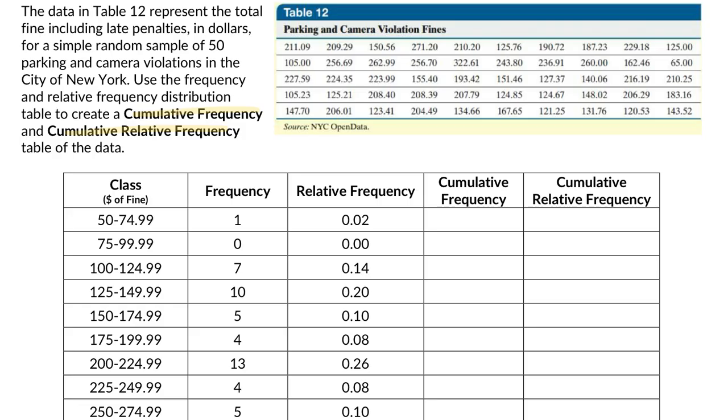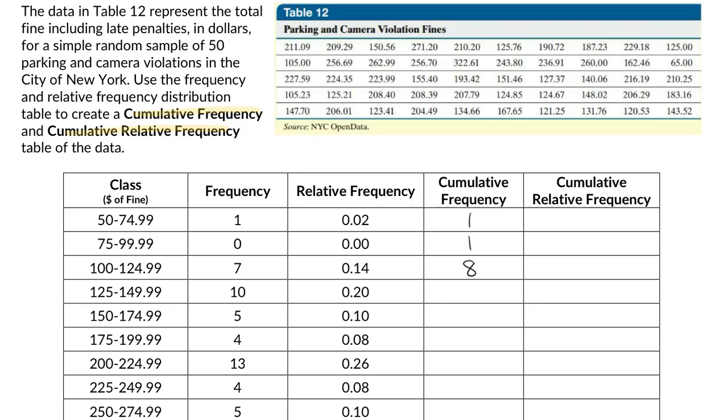What does that word mean, cumulative? It adds up. Literally exactly right. So a cumulative frequency tells us how many are this class, or less. To find a cumulative frequency, the first row would say 1, the second row would say 1, the third row would say 8. What am I doing there? Tell me more about adding up.